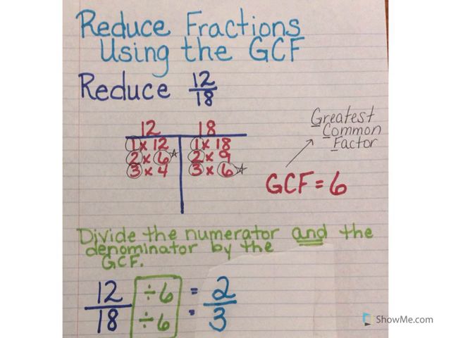When you're trying to figure out if a fraction can be reduced or not, one thing to think about is if the GCF of both the numerator and the denominator is 1, that means you're done. That fraction cannot be reduced. So just remember, GCF is 1, you're done. That fraction cannot be reduced.